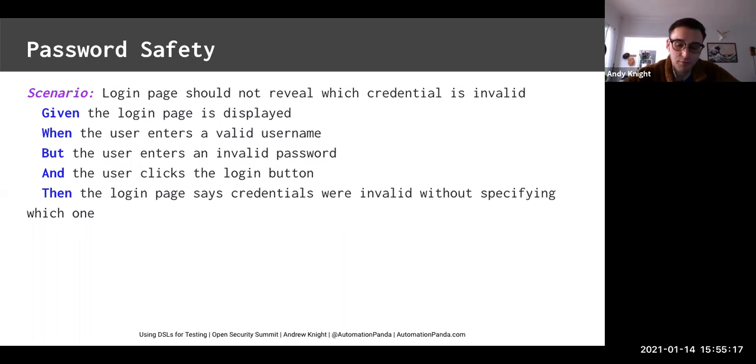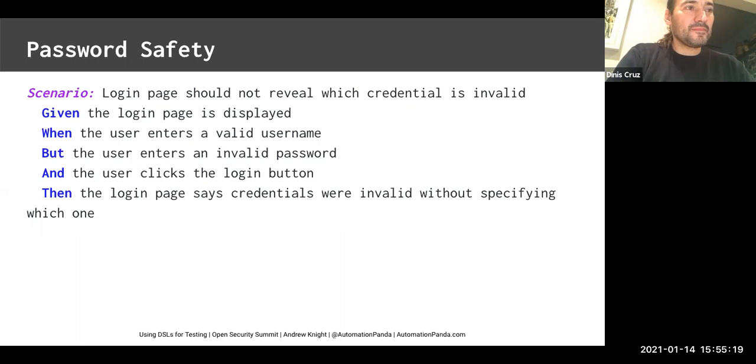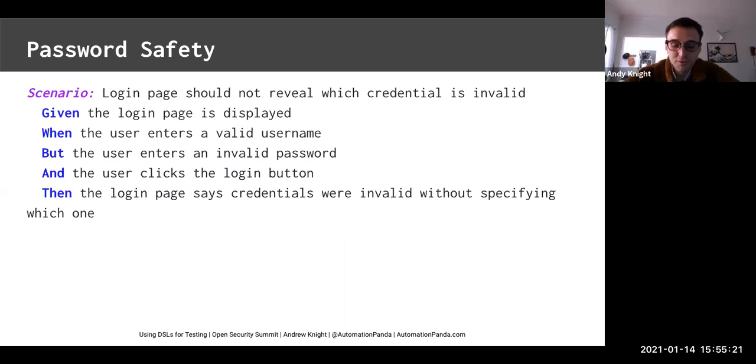So here's an example of one. Password security. If you were to provide invalid login credentials to a login page, one security test could be to make sure that the page doesn't tell you which one was wrong. It just says credentials were invalid. You don't want it saying the username was invalid or the password was invalid, arguably, because that could give your hacker a little bit more information.